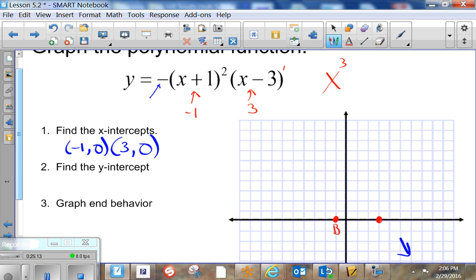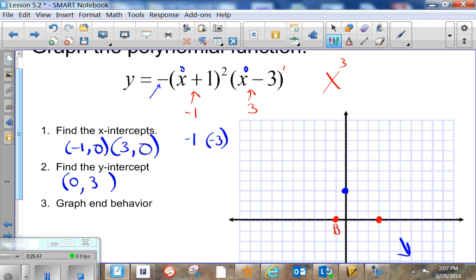Oh, we need to find one other point before we put this all together. The y-intercept. But wait a minute, is that a big deal? What happens at the y-intercept? What is always 0? X. We're just going to stick a 0 in for x. It's no big deal. So 0 plus 1 is 1. 1 squared is 1. Times -1 times -3. Careful, we're multiplying. So the y-intercept is 3.